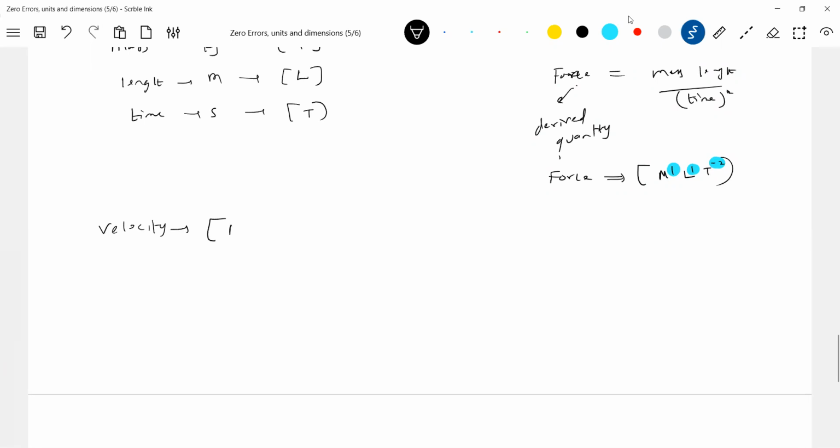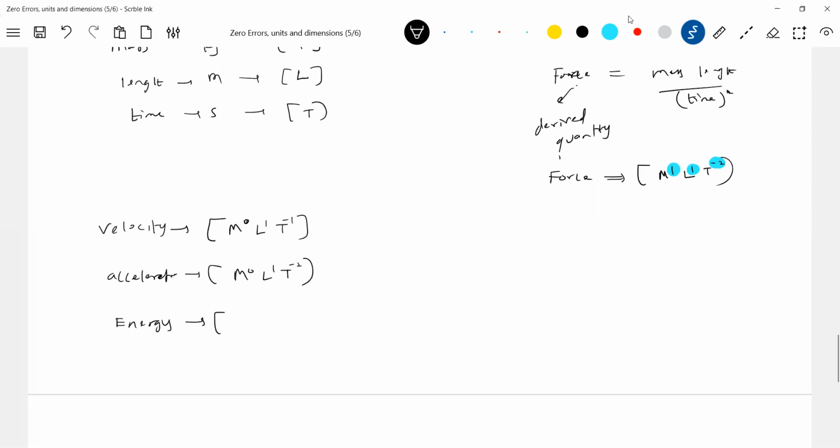Dimensions we'll put here: M0, L1, T minus 1. Exactly. It means that if you want to generate a velocity, then mass is not needed. Force I already brought. Next we'll go for energy.